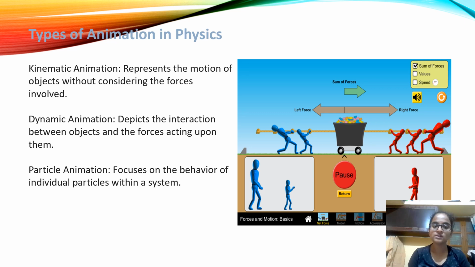So let us look over some types of animation in physics. There are three types: kinematic animation, dynamic animation, and particle animation. Kinematic animation represents the motion of objects without considering the forces involved, whereas dynamic animation depicts the interaction between objects and the forces acting upon them, whereas particle animation focuses on the behavior of individual particles within a system.